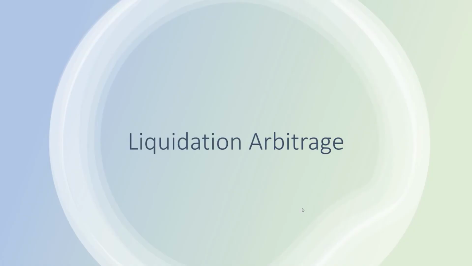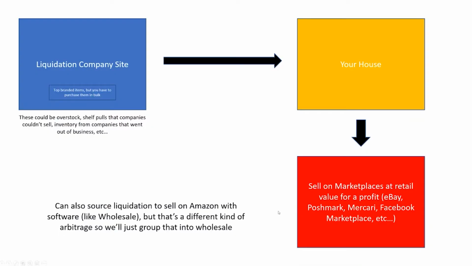Now, we're going to get into some more scalable ones here. Those are two of the more beginner-friendly ones. So we're slowly getting to the intermediate ones, and then we'll finish off with some of the more scalable ones. So liquidation arbitrage now. Here's the outline of liquidation arbitrage. Well, you're going to go to a liquidation company and their website and sign up.